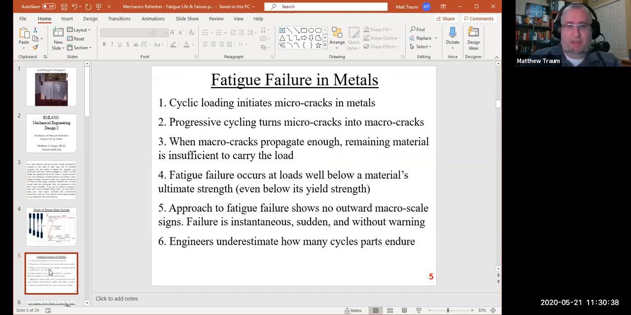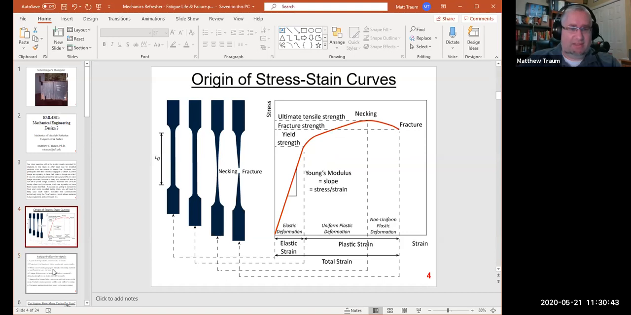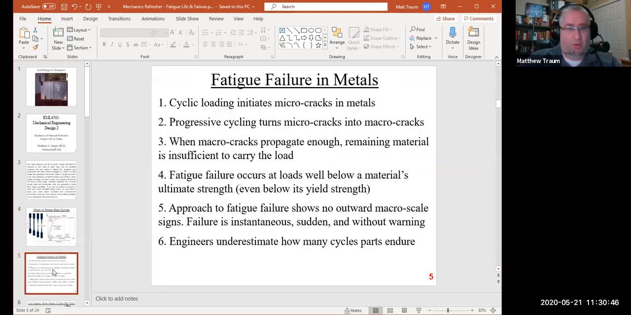Okay, so now we're into fatigue failure in metals. So what happens that kind of deviates from this idealization to real parts in the real world, particularly those that are made out of metal? Well, cyclic loading initiates microcracks in metals, and progressive cycling turns microcracks into macro cracks, so small cracks propagate together and become big cracks. And when those macro cracks propagate enough, there is insufficient cross-sectional area in the remaining material to carry whatever load you put on the part. And so eventually you're going to get these cracks propagating together.